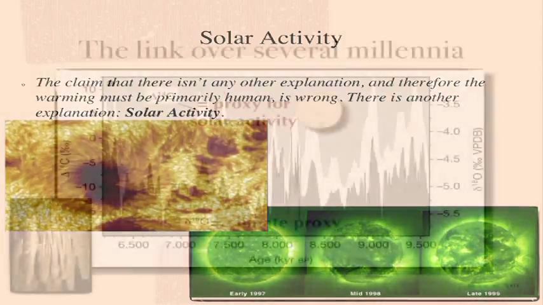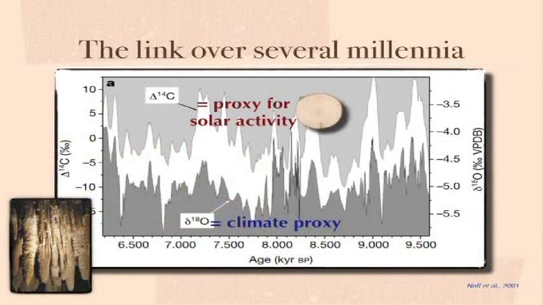Next slide. Okay, so what you see here is probably the nicest piece of evidence showing you that the sun has an effect on climate. What you see at the top is carbon-14 from tree rings.